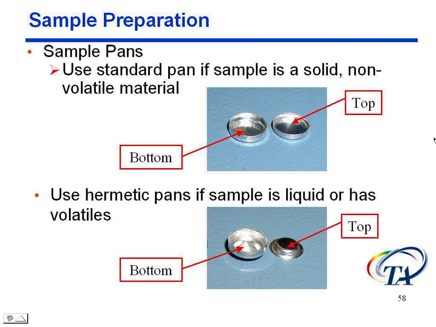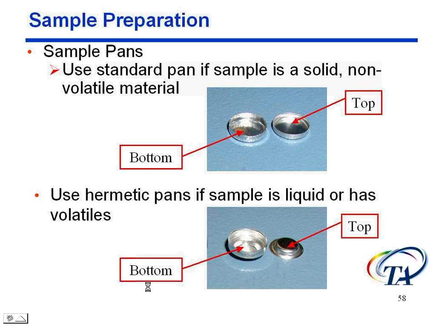Here's just the different sample pans. If your sample is a solid, non-volatile material, I would definitely recommend using the standard sample pans like I showed here. Here's the bottom and the top. If it's hermetic, you use a hermetic pan if the sample is a liquid or if the sample has volatiles in it, because volatiles coming off can change your results.